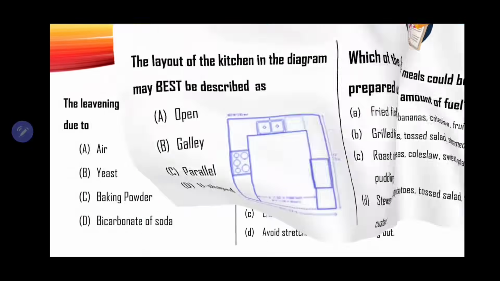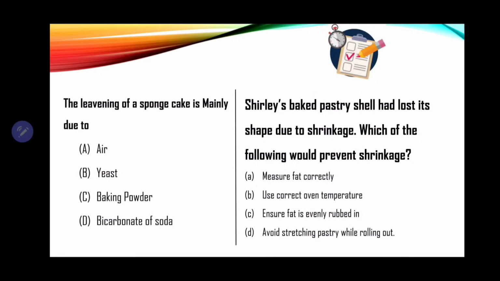Awesome. Next question. The leavening of a sponge cake is mainly due to A. Air, B. Yeast, C. Baking powder, and D. Bicarbonate of soda, which in common terms is baking soda, right? Now the correct answer here is, if your response is A, you are correct. Because what happens in a sponge cake, the eggs are beaten to trap the air, and therefore that creates the leavening for those cakes, right? There is no baking powder or baking soda in those cakes.